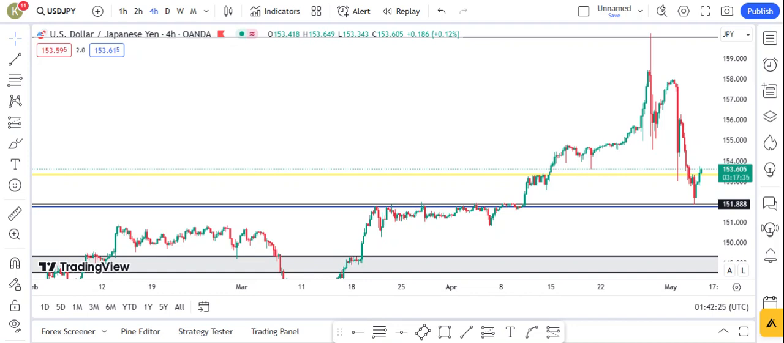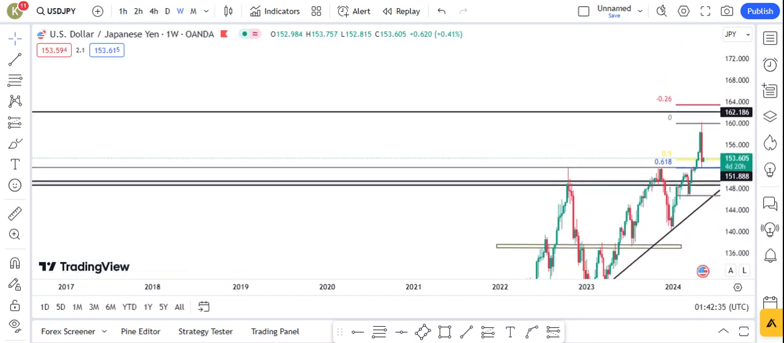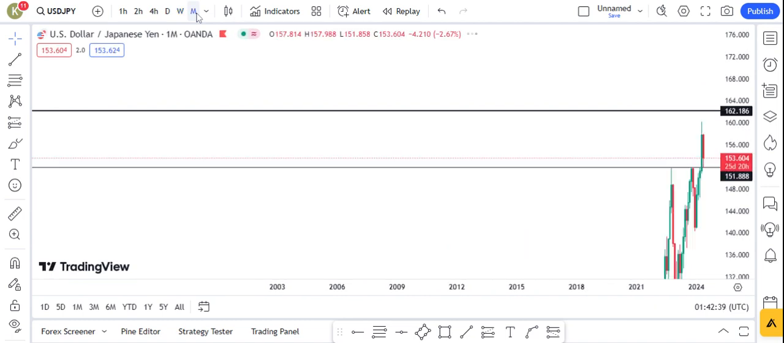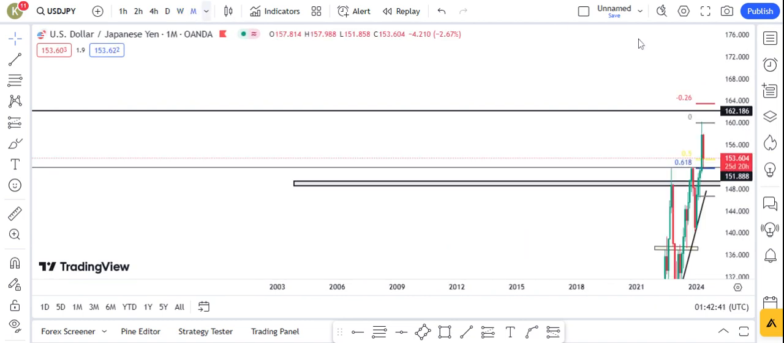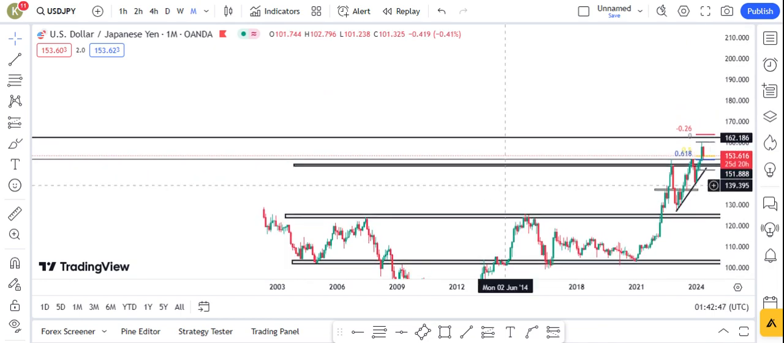So today, let's start off with the USD/JPY. Let's go over to the weekly time frame. Actually, let's go over to the monthly time frame and start from there. So this is the chart on the monthly time frame.